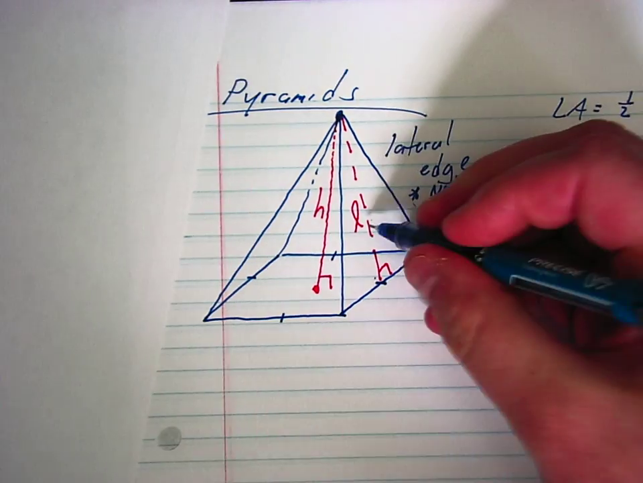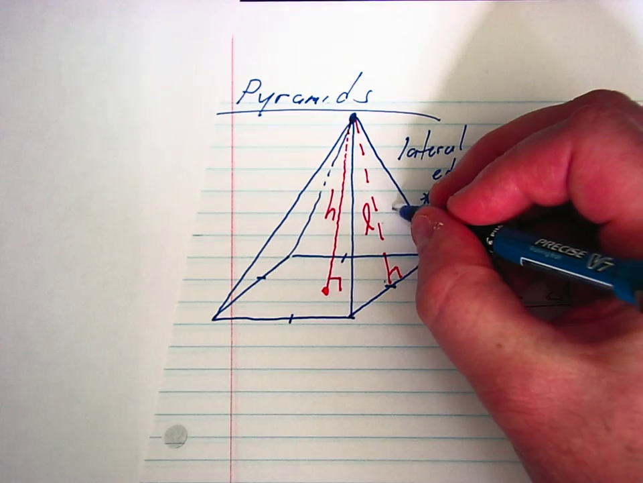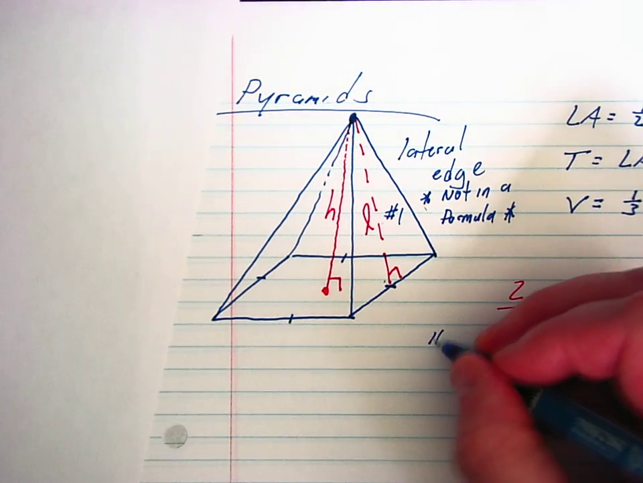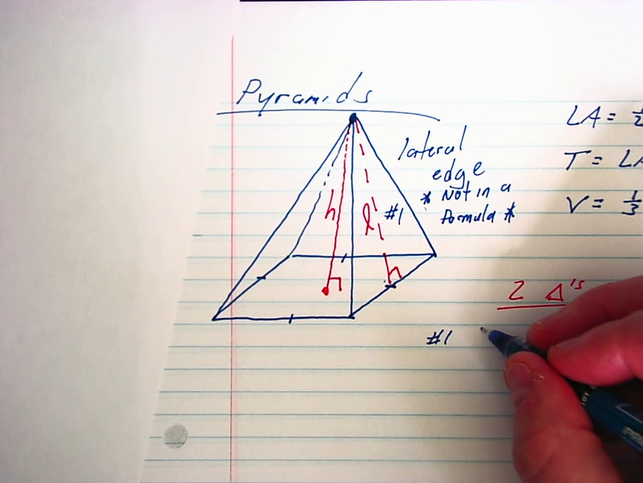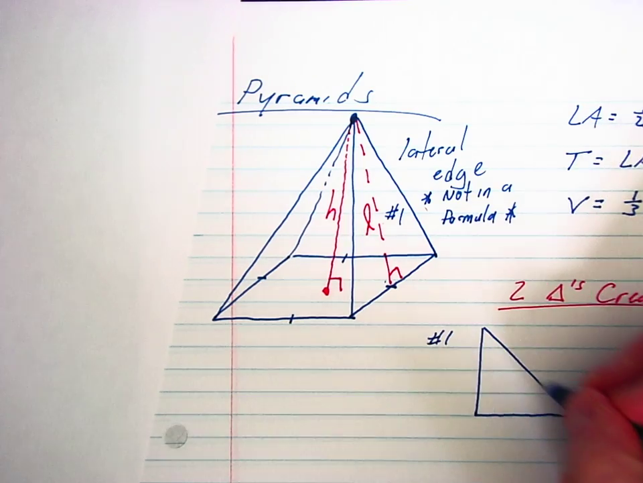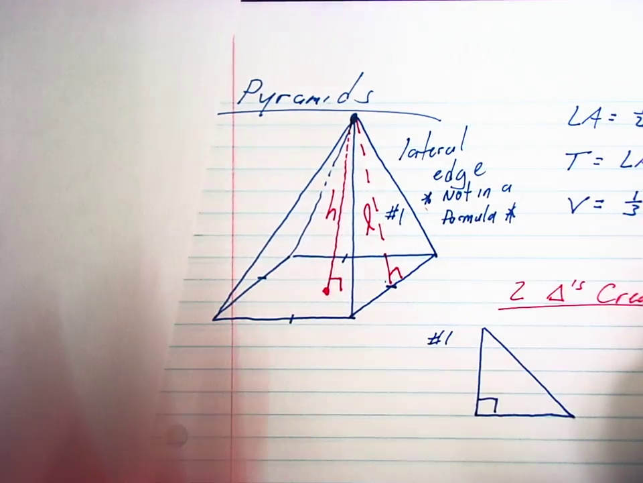One is going to be that triangle I just showed you. I'm going to call that triangle number 1, right here. So triangle number 1, right there. So that's this guy right here.